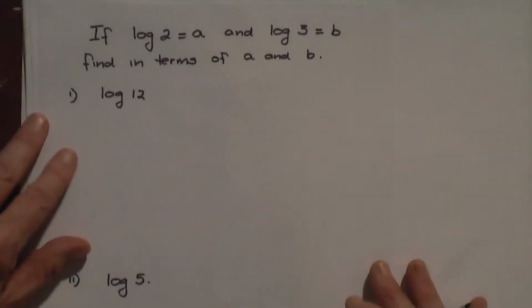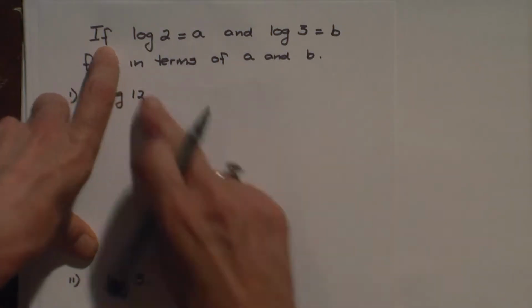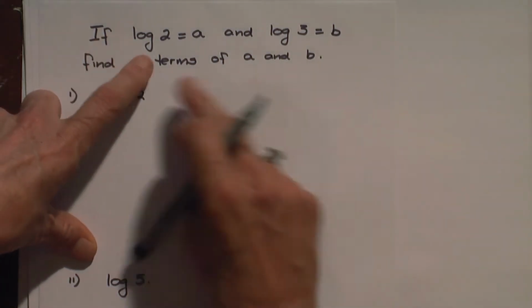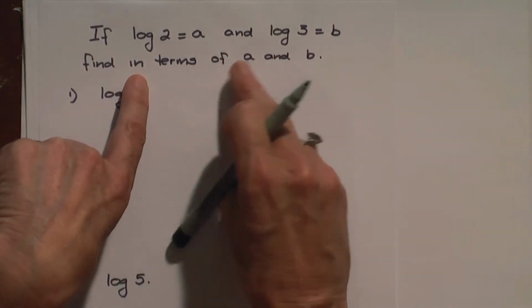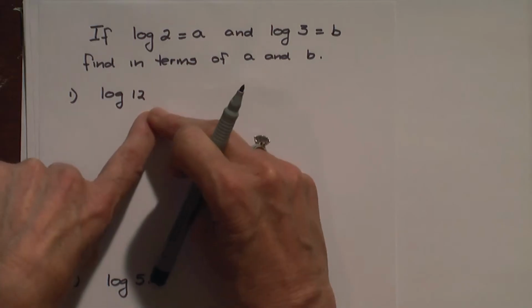Right, now let's look at this. This they could easily ask you. And I've been asking my students questions like this because you can't use a calculator. If log 2 is A and log 3 is B, find in terms of A and B log 12.